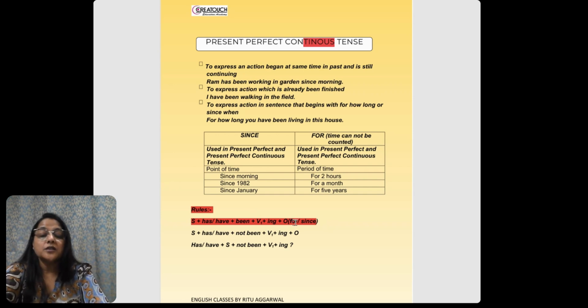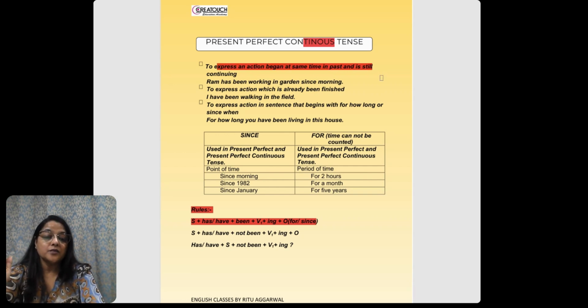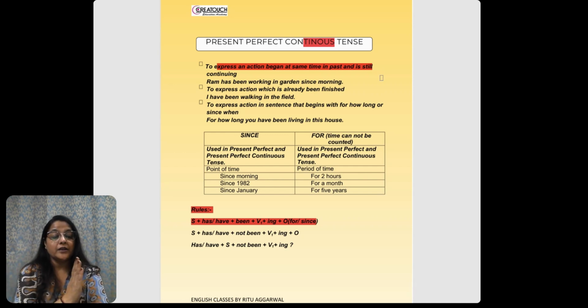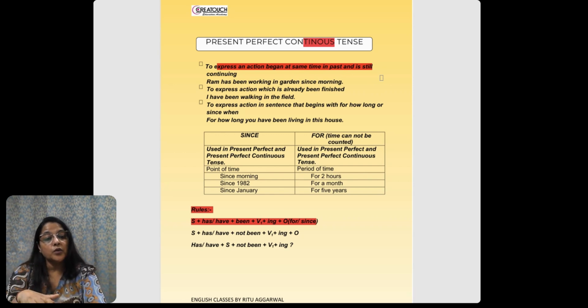Now, when an object is moving, it has to be seen how an action began in the past and is still continuing, right? So the action is moving from here to here. Ram has been working in the garden since morning. So right now also he is working, and from the morning to the evening he is working. So Ram has been working, right? Morning till evening he's working.